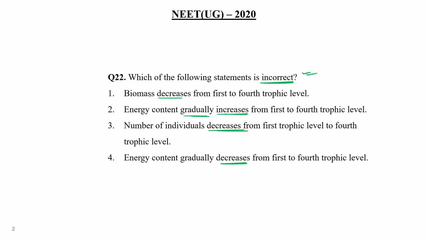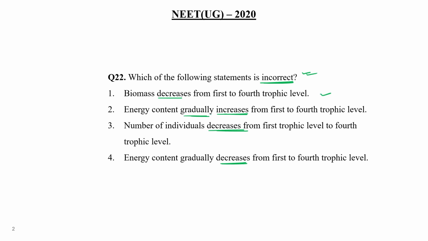Okay, so generally biomass decreases from first to fourth level. Yes, because on the first level mostly plants and green trees are there, so biomass is high. Herbivores are comparatively less, and primary consumers are again less, and then top carnivore is one or two. So this is the right statement.